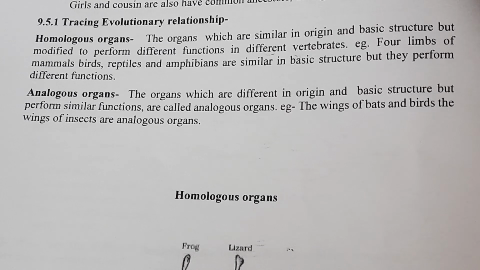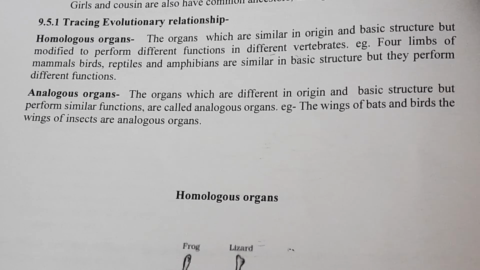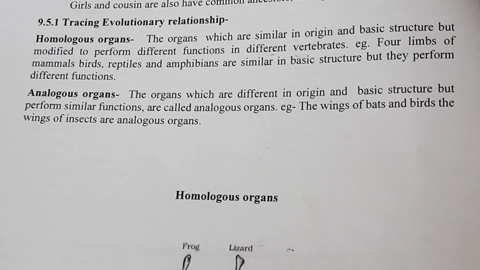Next one is the analogous organs. एनालॉगस ऑर्गन्स वो होते हैं जो डिफरेंट होते हैं ऑरिजिन में, लेकिन उनका फंक्शन सेम होता है. For example, the wings of the bat, bird, insects, these are the analogous organs. इनके स्ट्रक्चर डिफरेंट होते हैं लेकिन फंक्शन सेम होता है. These wings are used for flying.